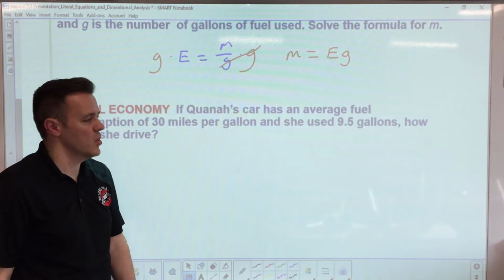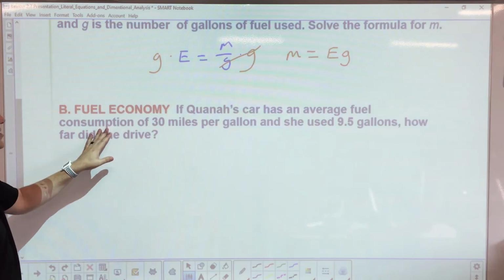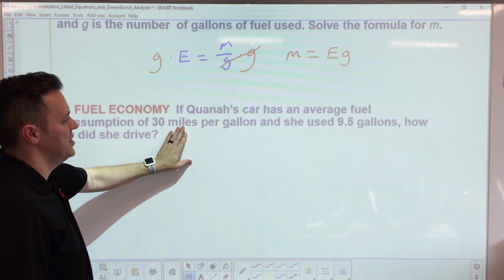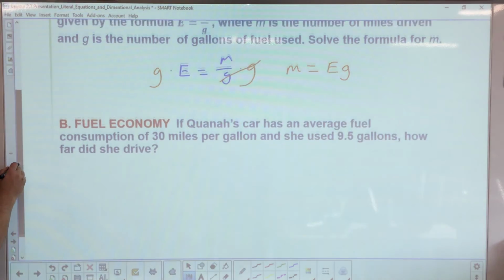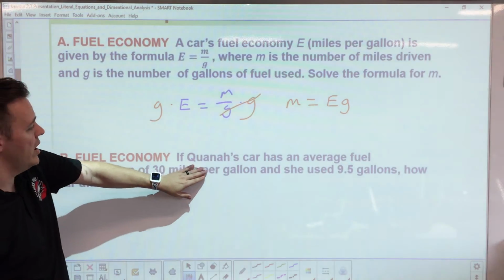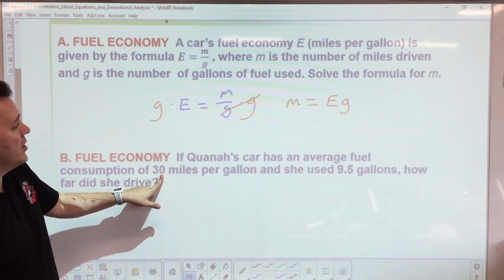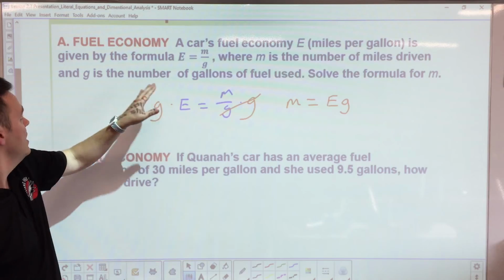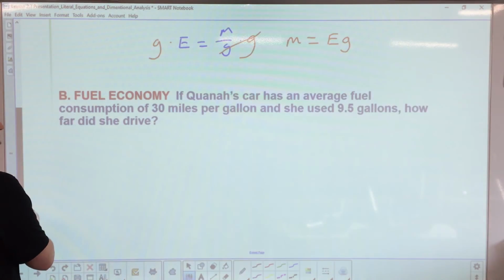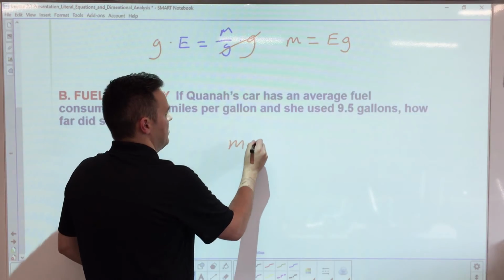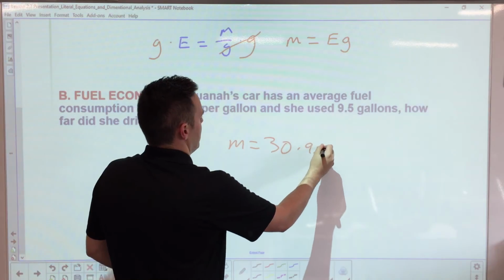Now, we use your formula. How about these names in this book, huh? If this person's car has an average fuel consumption of 30 miles per gallon, and she used 9.5 gallons, how far did she drive? Okay, so we know that the average fuel consumption is 30 miles per gallon. The 30 would be the E, okay? And the G is the number of gallons of fuel being used. It's 9.5. So we know from that formula it's going to be M equals 30 times 9.5.